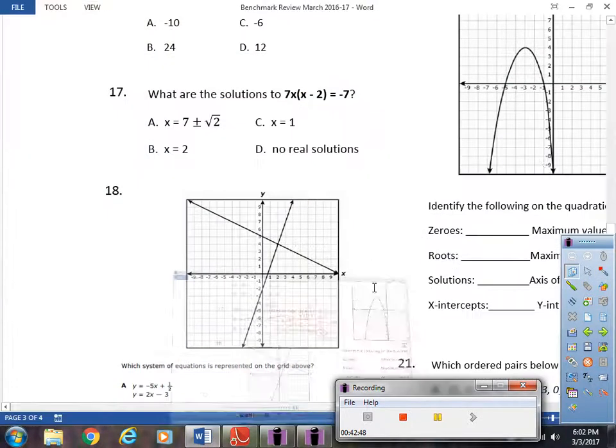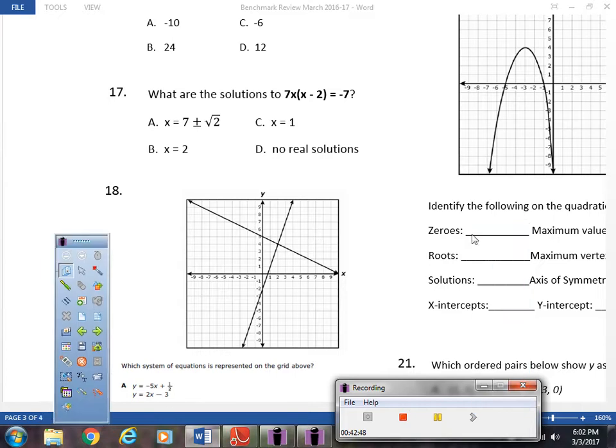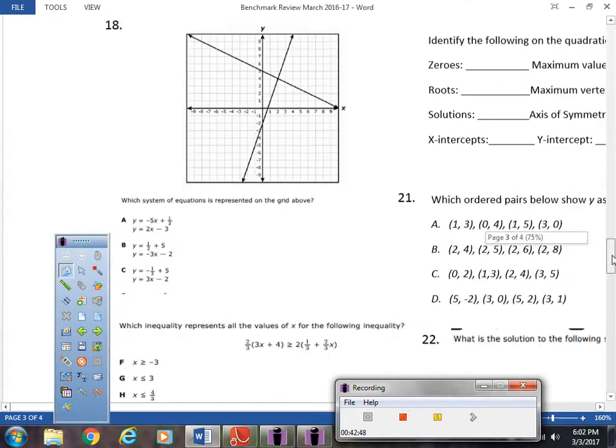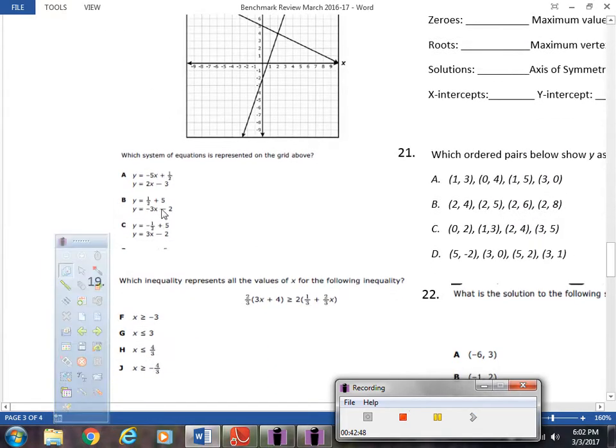Now 18 ended up being a bad problem. I don't know, the answers were, I don't even see x's in some of these, and really what you would do is just literally graph the two equations and then just match it up. So if you come across something like this on your benchmark, just graph the two equations, match the picture.